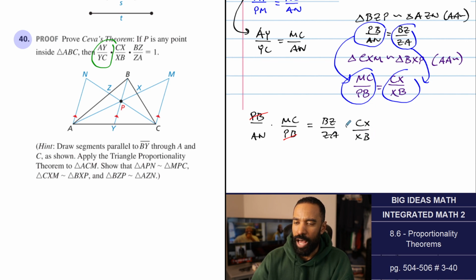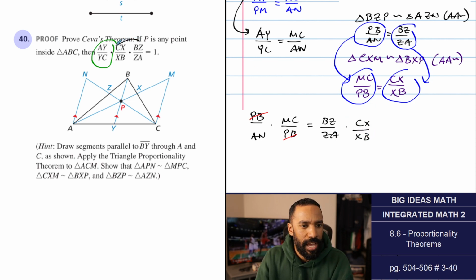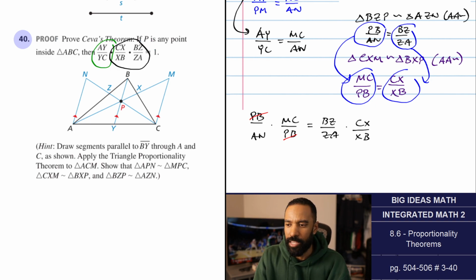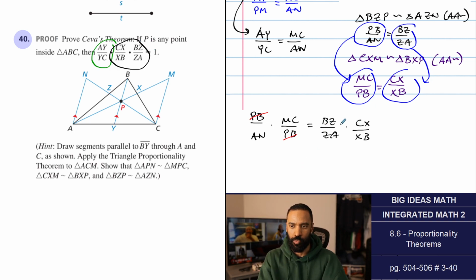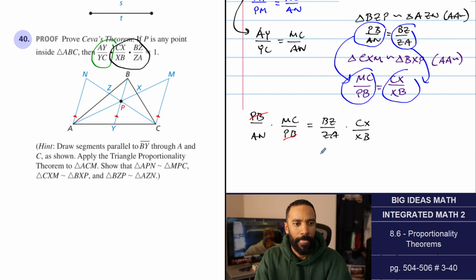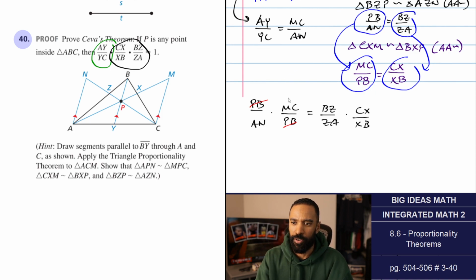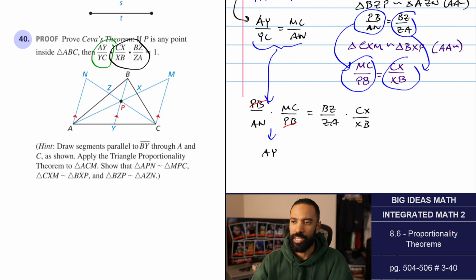Now, this is a lot of what you see on these ones right here. That is all a part of that. This is written the other way. That's okay. We can get there. And MC over AN is over here, all right? AY over YC equals MC over AN. So this is a substitution, right? You can now take this and substitute into here.